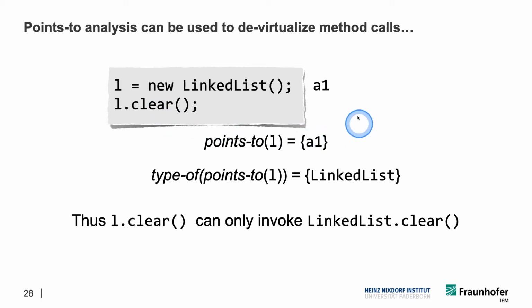But now what you can do using a points-to analysis is the following. You can simply compute the points-to set of this variable L when you get to this call here. And you will see that it actually contains the allocation site A1. And out of that allocation site, you can then extract the type, right? So you will get the type of this. You can do this for all the allocation sites actually. And then you get a set of types like you see here. And you will see that this call therefore can only go to LinkedList.clear, right?